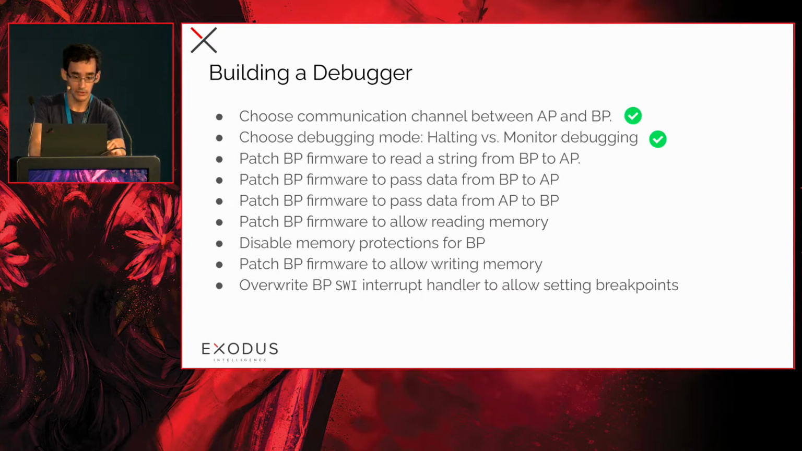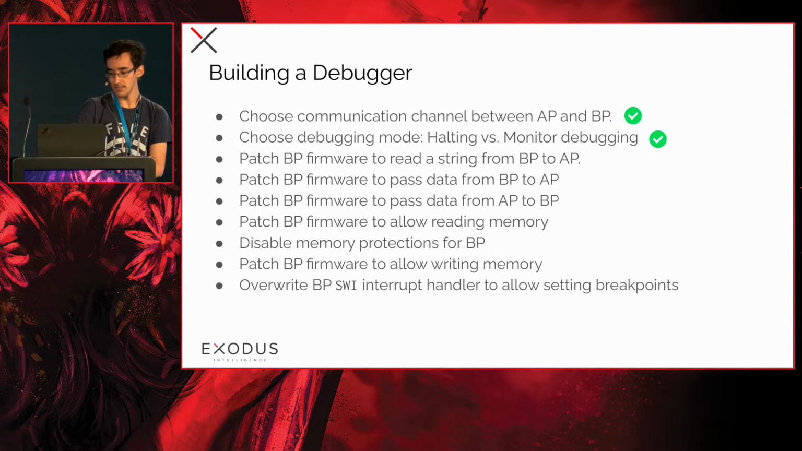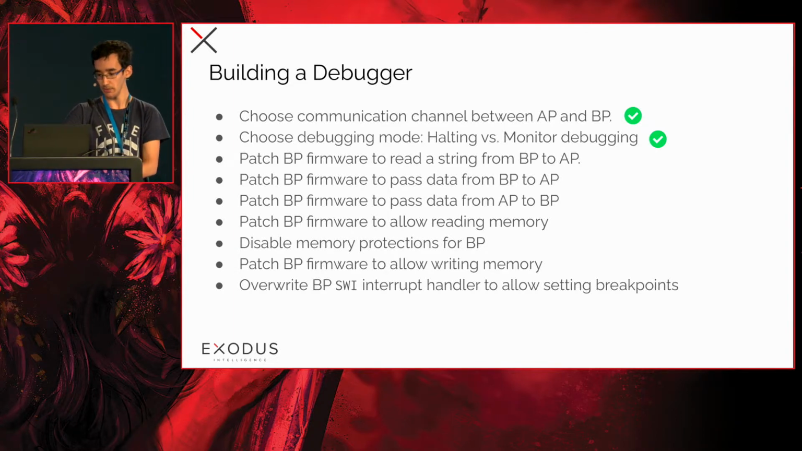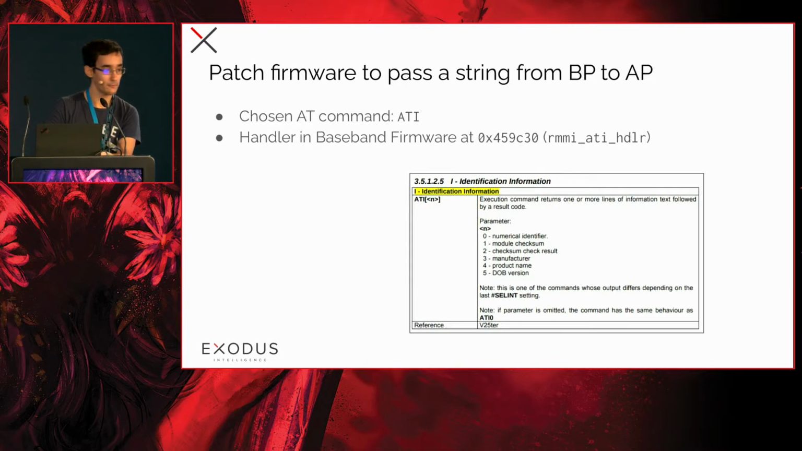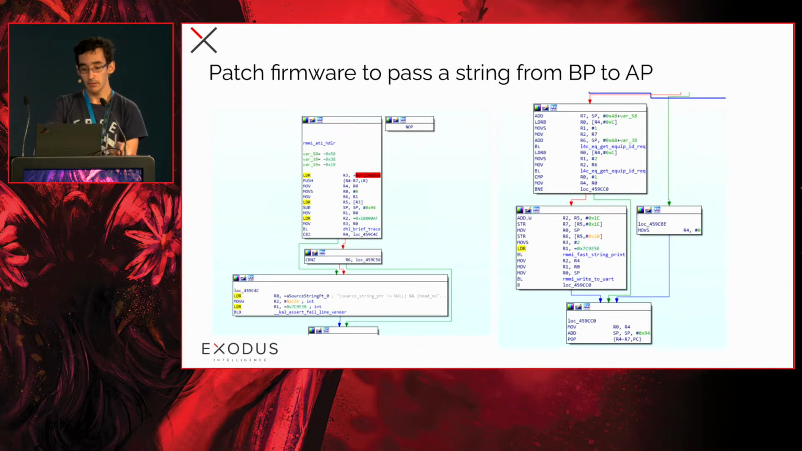So now that we have made some key decisions, we are going to first try to patch this firmware to pass a string from the baseband processor to the application processor. We chose the ATI command, and I found out that the handler for this AT command is in the function RMMI ATA handler, which permanently sits in this address, as there is no ASLR whatsoever.